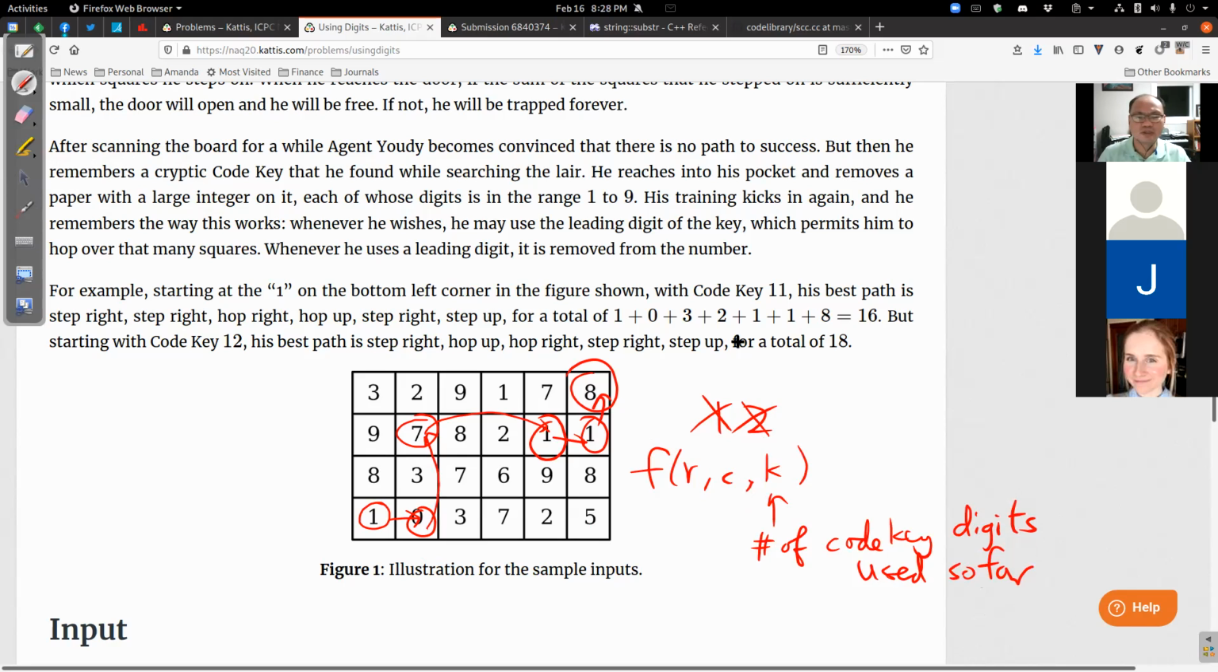Okay, so you start, originally you want to compute, again, F of R minus 1, 0, and 0 at the beginning, you don't have any digits used. And then at the end, you have F of 0, C minus 1, sorry.